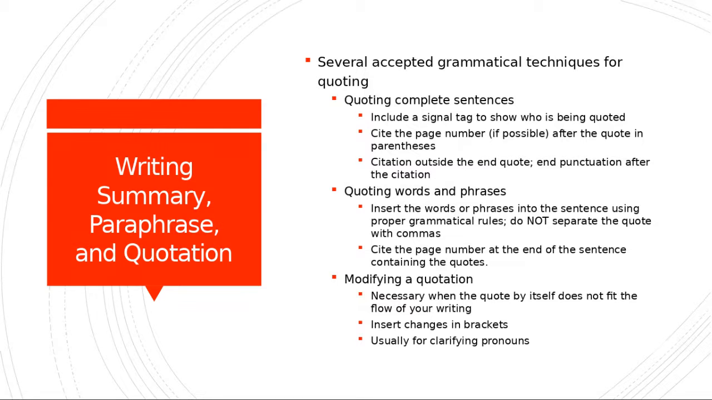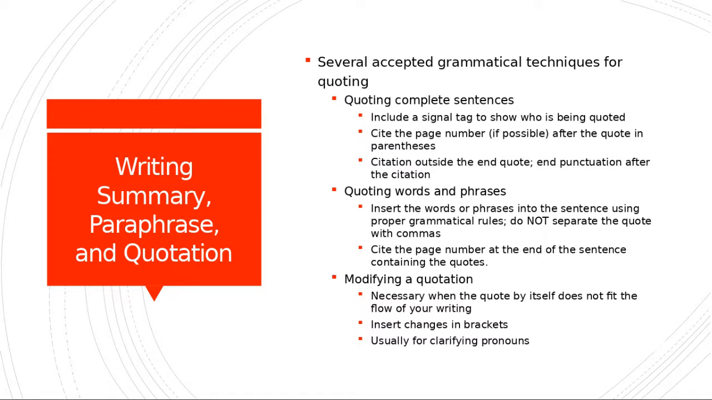All right. Next couple of slides are all talking about grammar techniques when it comes to quoting. When you're quoting complete sentences, you need to include a signal tag to show who is being quoted, something just to show attribution. You need to cite the page number if possible after the quote in parentheses. We talked briefly about the punctuation of this: the citation goes outside the end quote, and the end punctuation after the citation. That's important. That's MLA formatting.